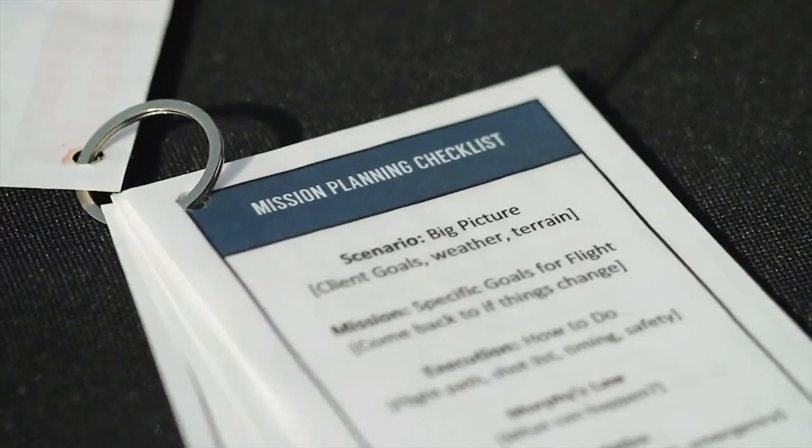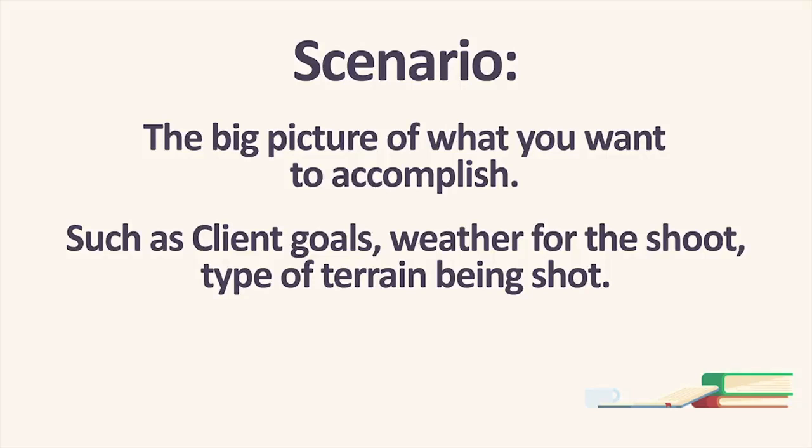Next is the mission planning checklist. In this checklist, you're going to review your shoot goals and how you're going to accomplish them. The first step is scenario, or the big picture of what you're wanting to accomplish, such as client goals, the weather for the shoot, and the type of terrain that's going to be shot. The next step is the mission, or the specific goals that you want to accomplish in the shoot.